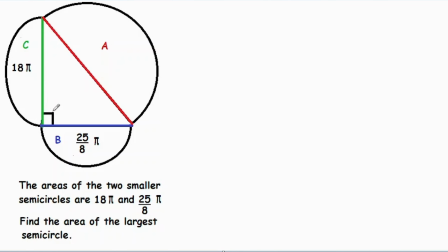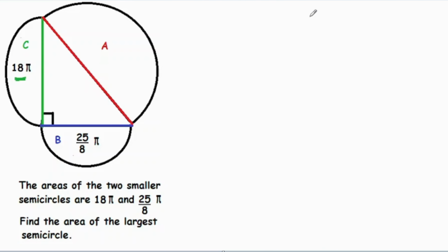Now we have a right angle triangle, so the length of the red line is actually the hypotenuse of the triangle. So that means if I know the length of the green line and the length of the blue line, which is the diameter for semicircle B, then using Pythagoras theorem, I should be able to calculate for the length of the red line. Alright, so let's proceed to find the length of the green line, which is the diameter of semicircle C.